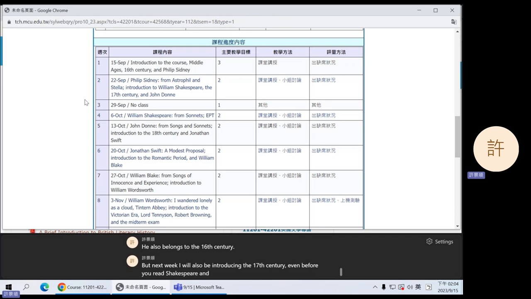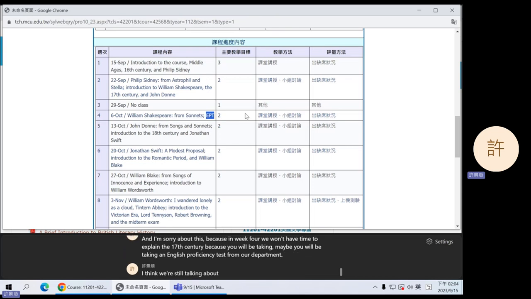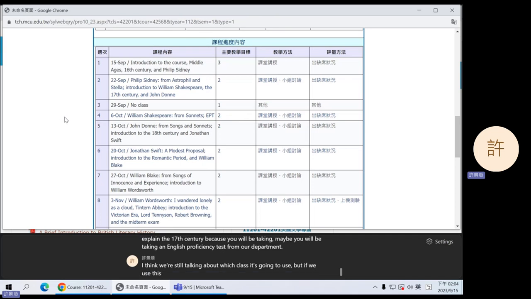And I'm sorry about this, because in week four, we won't have time to explain the 17th century, because you will be taking maybe you will be taking an English proficiency test from our department. I think we're still talking about which class it's going to use. But if we use this class to take that exam, it will be on week four. I'll tell you next week.